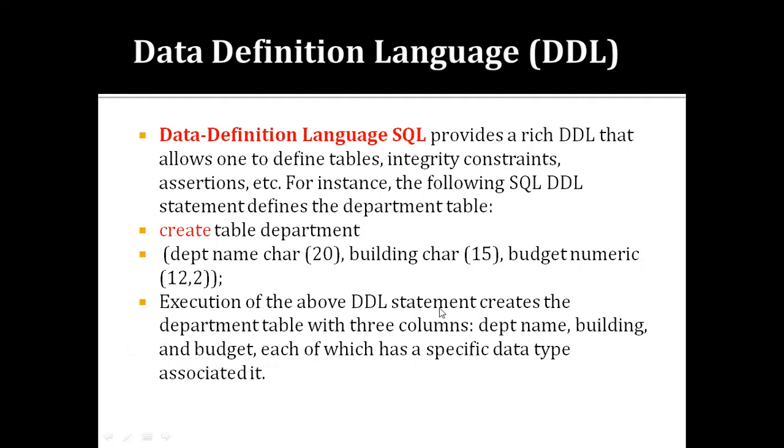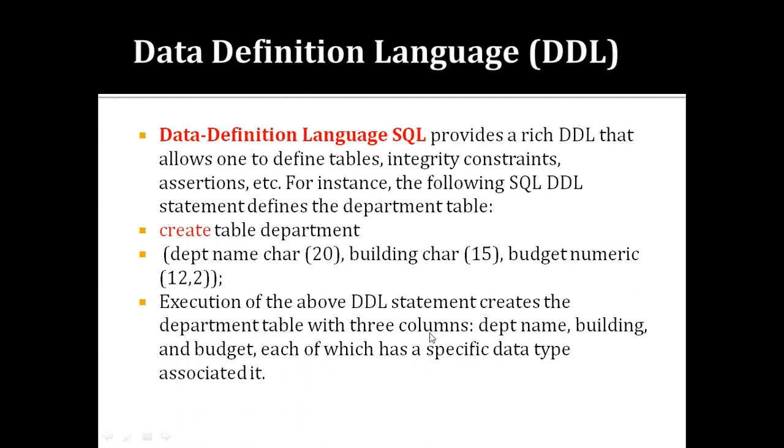So, execution of the above statement creates the department table with three columns. Here, we are creating one table. After writing this code, we are going to run the program and compile it, and after that we run it. That window shows the running time. Whatever function we already wrote, we are ready. So here, execution of the above statement creates the department table. Department, that's the table.